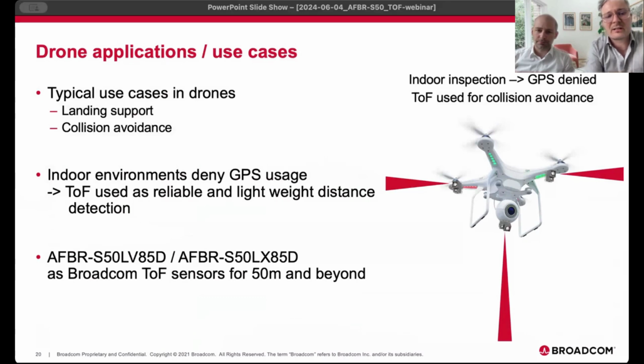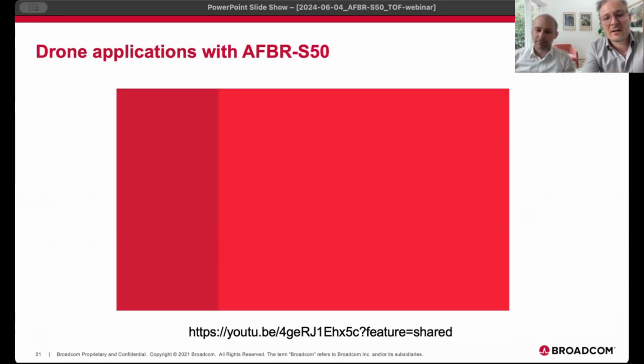What we are offering there is the 30 and 50 meter version of the Broadcom TOF sensors, which can be mounted either on the wings of the drone or just on the bottom side looking downwards for the landing support. And now you will hopefully be able to see the video, our promotion video for the drones, showcasing all the applications. Let me start the video.